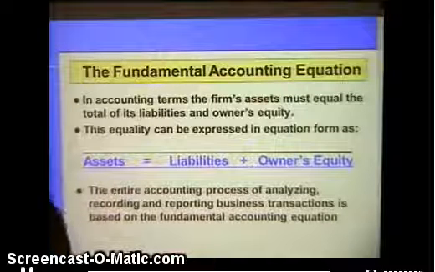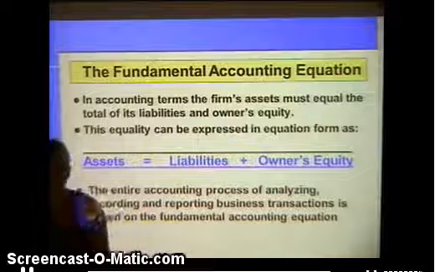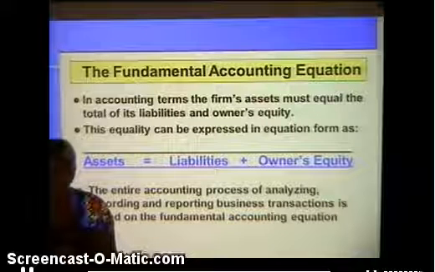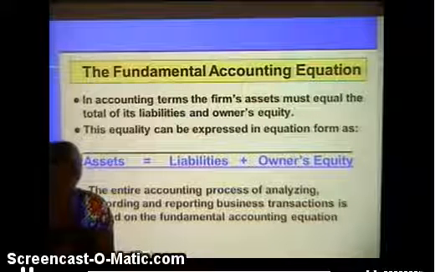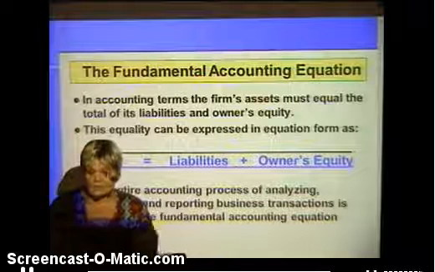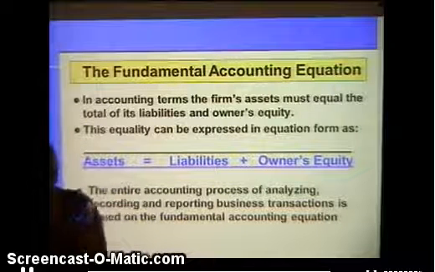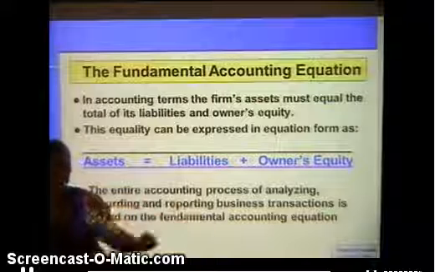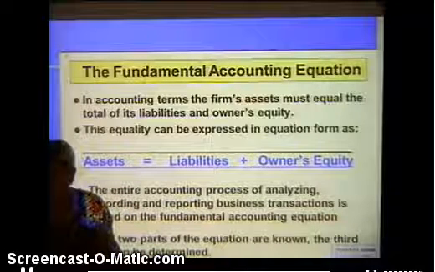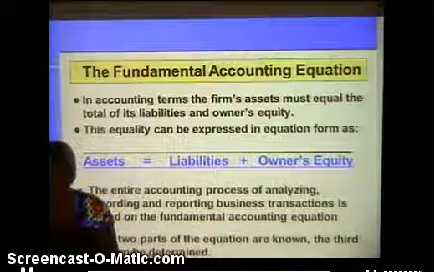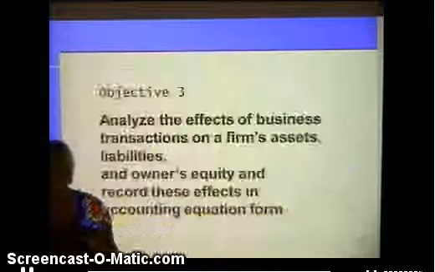Never forgot it. Okay, so the entire process is going to be, we're going to analyze our transactions and say what's happening to the business as we do the transactions or spend money or buy stuff, like we've talked about. And we're going to look at how it affects the equation. And we already know this, right? If two parts are known, we can solve for the third, which is what you did for your homework.